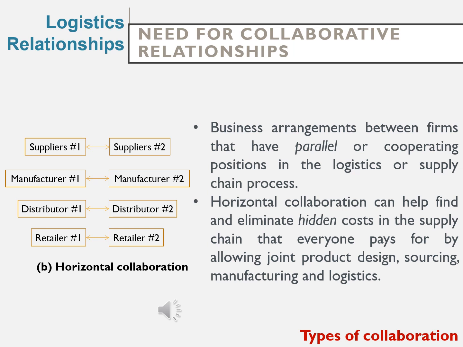So, how about the horizontal relationships? The horizontal relationships include those business agreements between firms that have parallel or cooperating positions in the logistics process. If we see from the diagram, supplier 1 and supplier 2 have cooperating positions in the logistics or supply chain process.